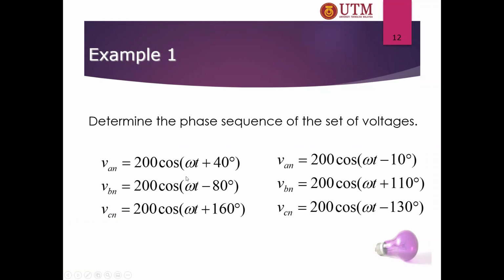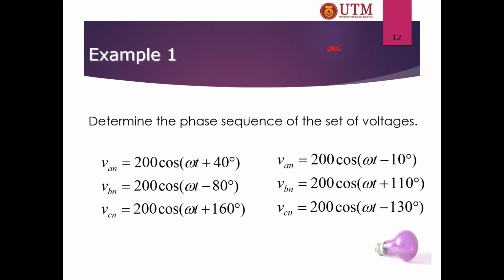As you may recall, for three-phase we have two types of sequence: the positive and the negative. For the positive sequence, the rotation should be A, B, C, while for the negative sequence, the rotation should be something else from A, B, C. Okay, so we start with this system.